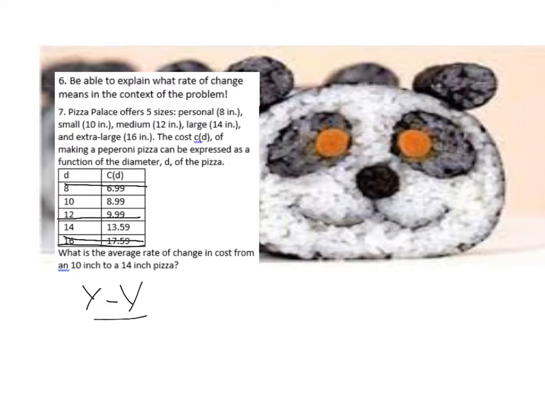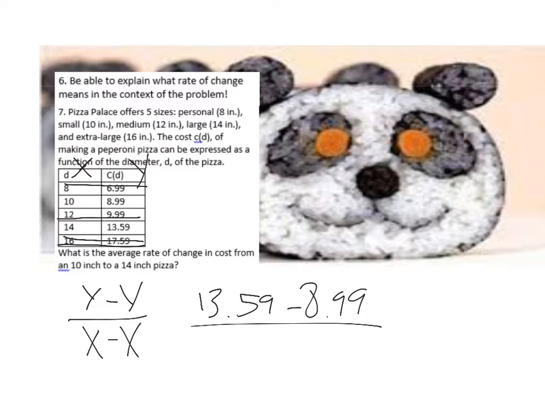And one way we can write it is something called slope. Slope is the measure of the y variables minus the x variables. You subtract them and then divide. So we can call these x and y, and I'm going to plug in variables here. So if I do 1359 minus 899 and divide that by 14 minus 10.